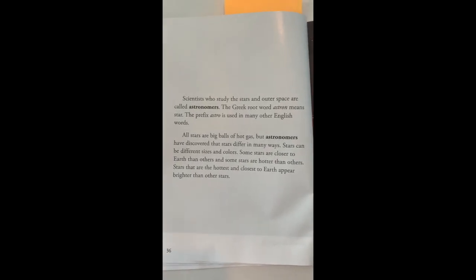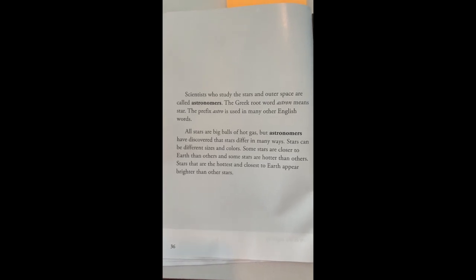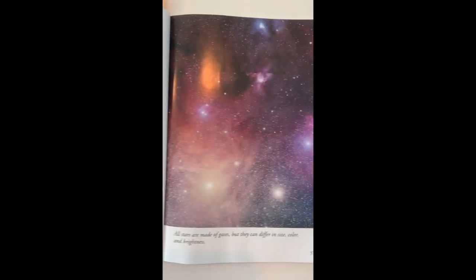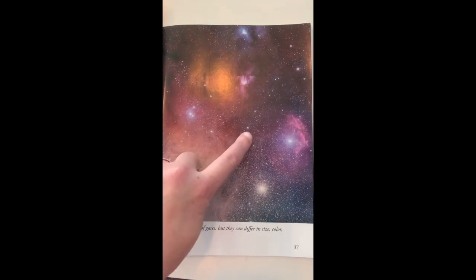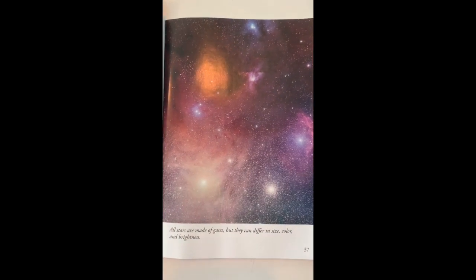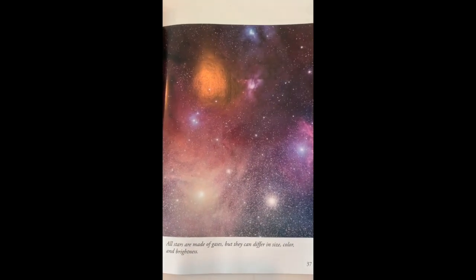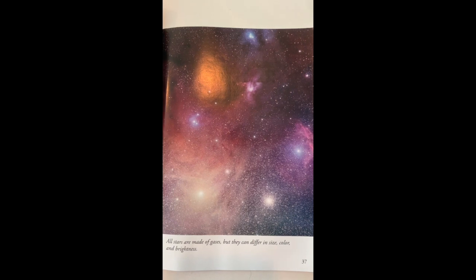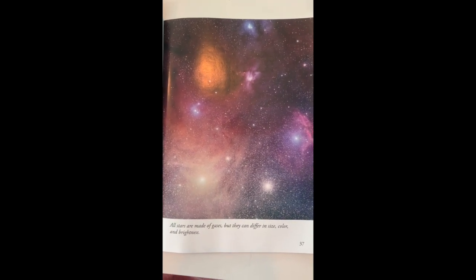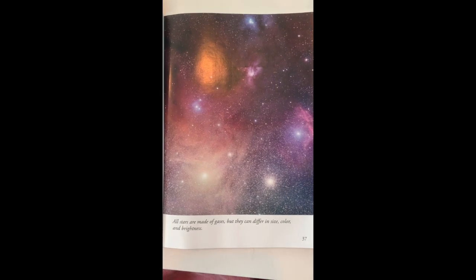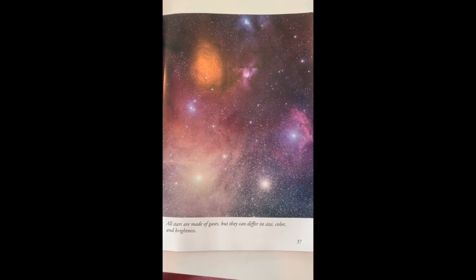So why do some stars appear brighter than others when we look at them? As you can see, there are some stars in this picture that are a little bit brighter. That means that they are closer to Earth. All stars are made of gases, but they can differ in size, color, and brightness.